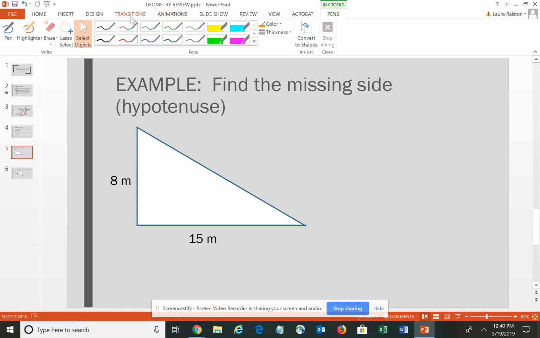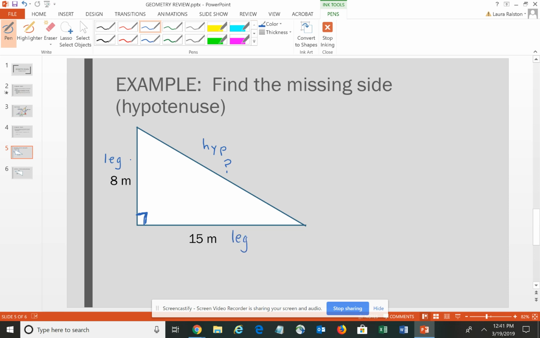So here I have a triangle, and I'm going to draw the box in the corner to indicate that I have a right angle. And I like to even label mine so that I know that the side opposite the right angle is my hypotenuse, and currently that's the one I don't know. And then I have a leg that measures 8, and I have a leg that measures 15.